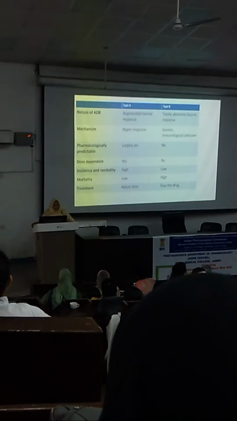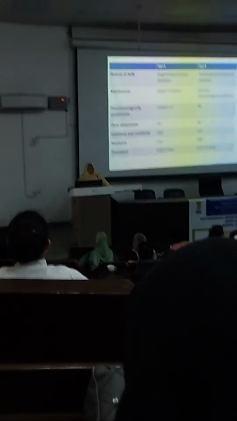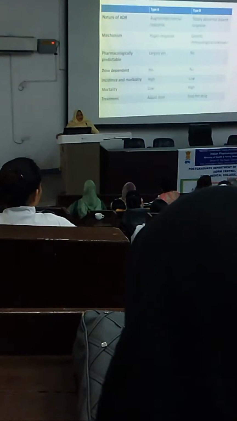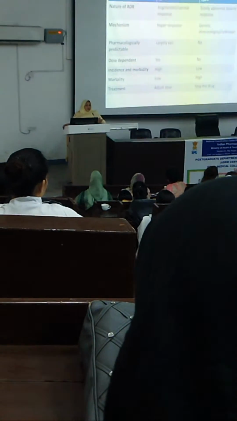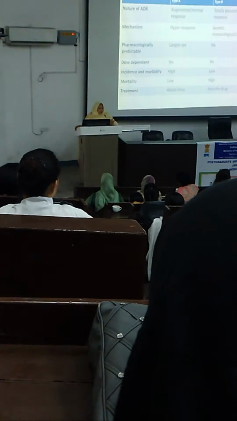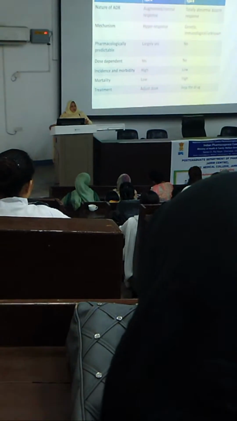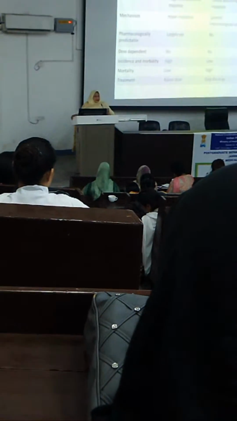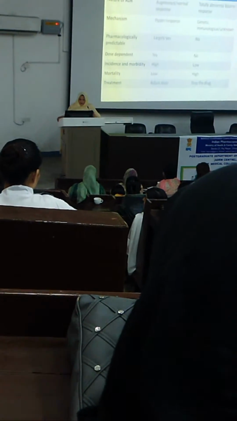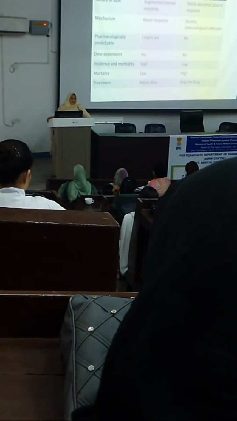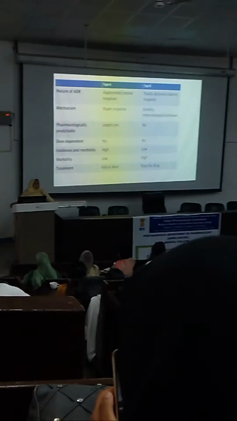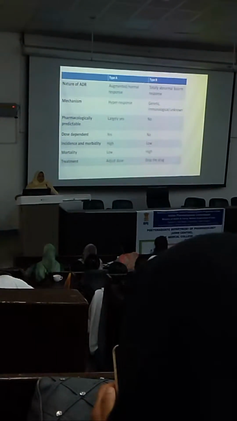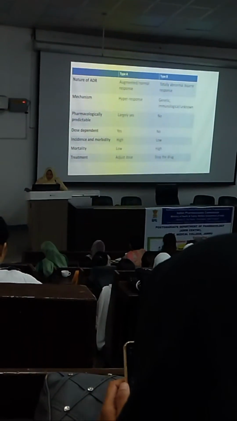Then treatment for the type A reaction is we have to adjust the dose of the drug. If it is more, we have to decrease the dose or we have to decide the dose as per the need of the patient. And in case of type B reaction, because it is a form of severe hypersensitivity reaction, we have to stop the drug.